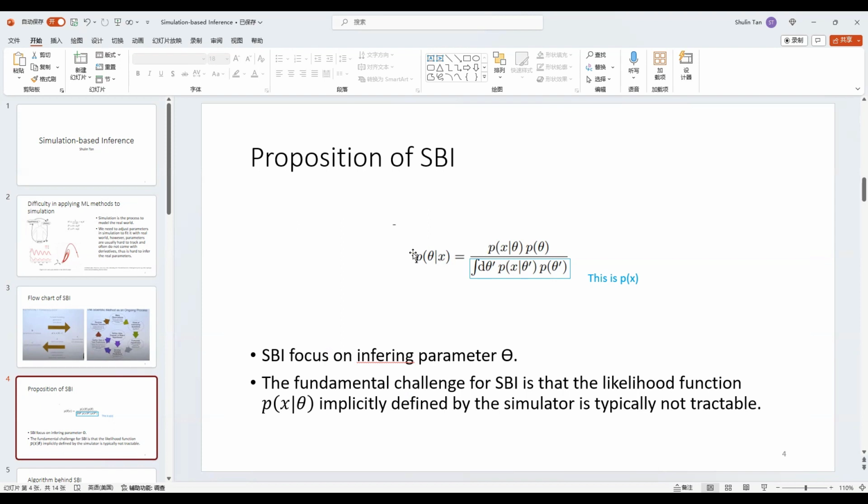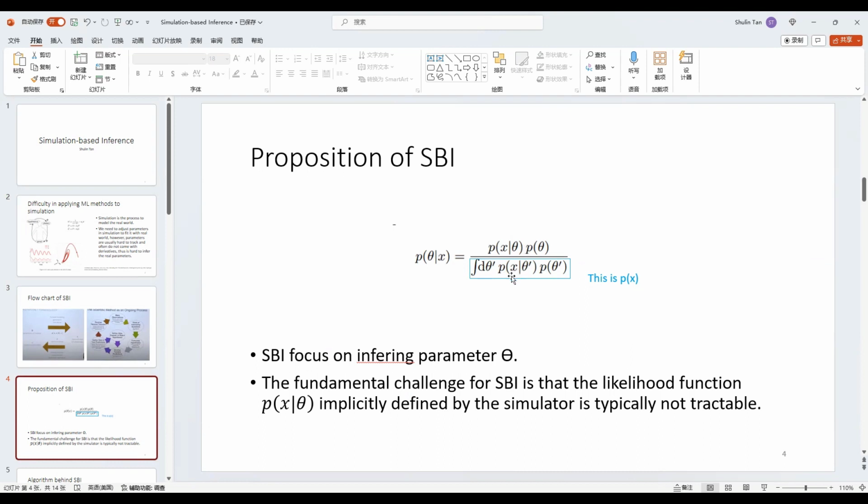So the probability of parameter theta given X is going to be the probability of X given theta times the prior of theta, divided by the probability of X. In this case, this is our prior, and this is the parameter we want to get, and this is the probability we want to get.